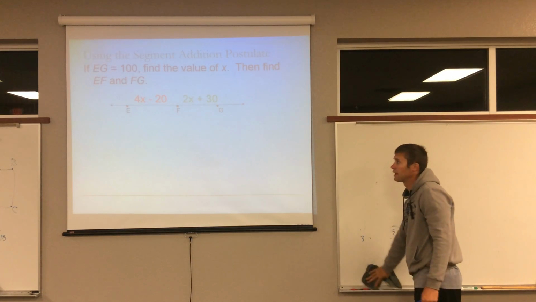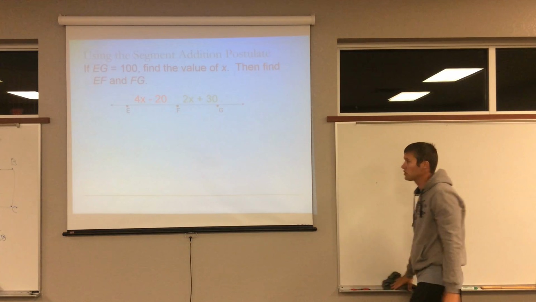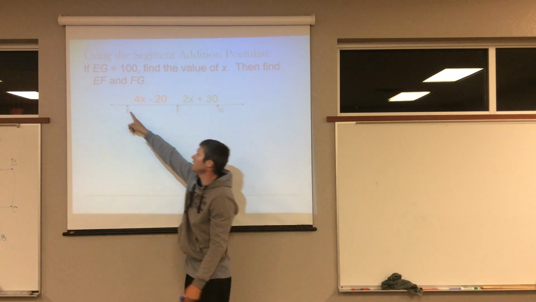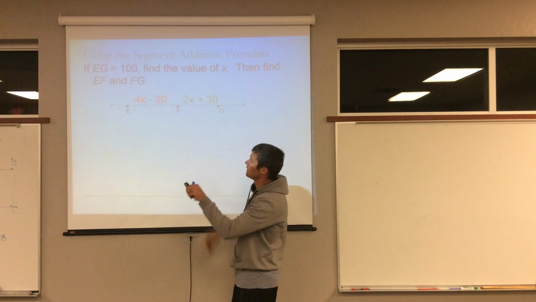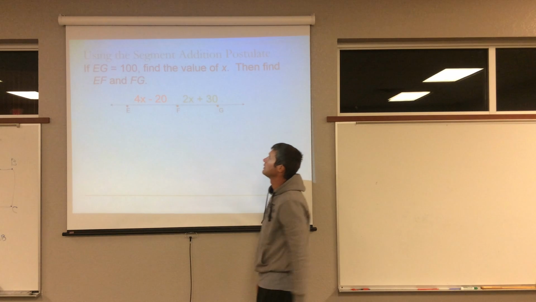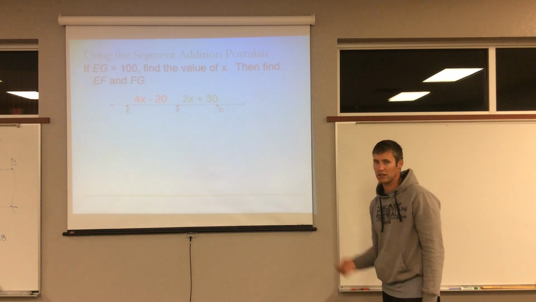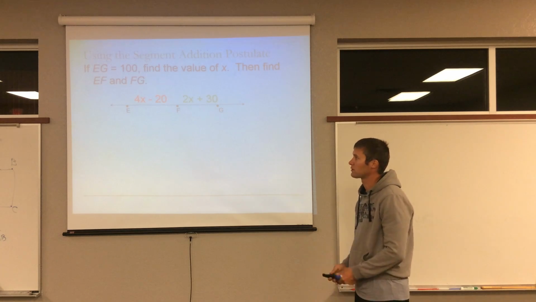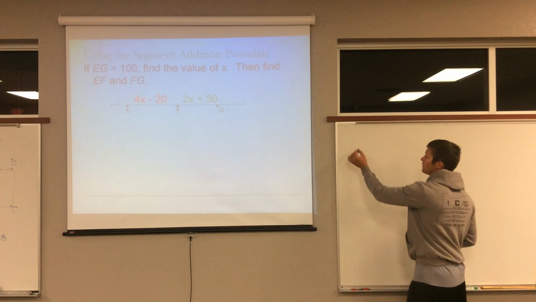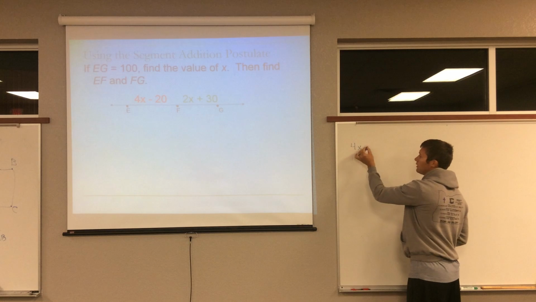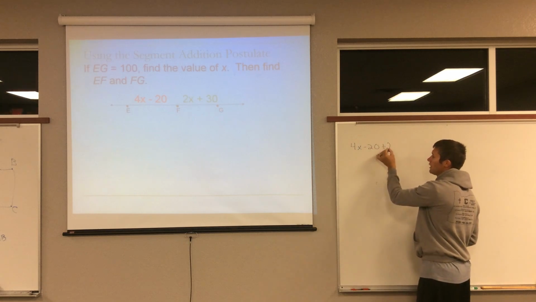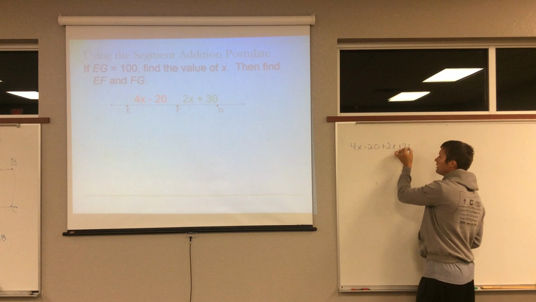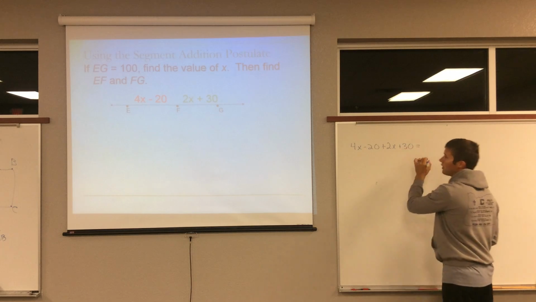We come here, again, another example, E to G. E all the way to G is 100 units. We want to find the value of x, so we add them together. So we'd say 4x minus 20 plus 2x plus 30 equals 100.